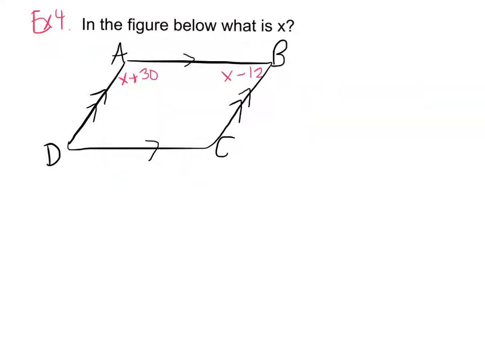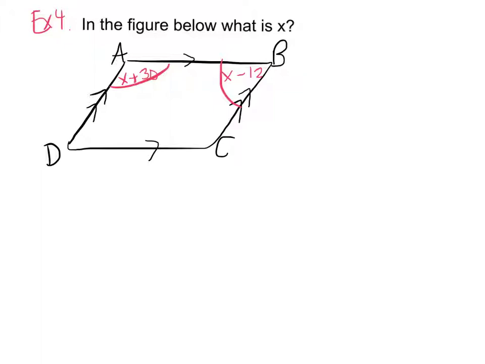Example 4 is also a parallelogram problem. I know that because the opposite sides are parallel. So in here they're asking us what is x. Now here this is an angle and this is another angle. So to find x, I have to know what's the relationship between the angles in a parallelogram.